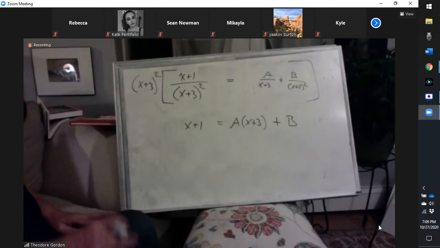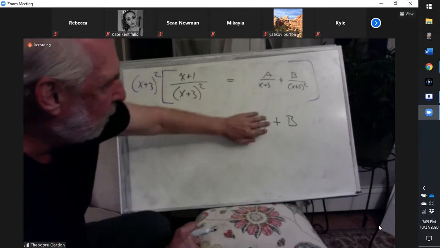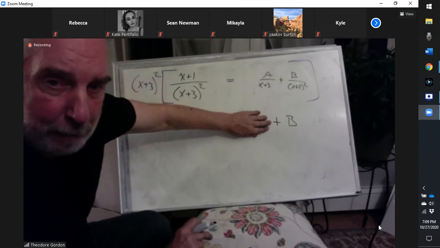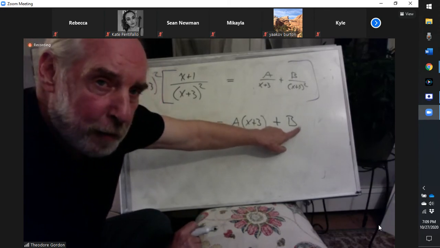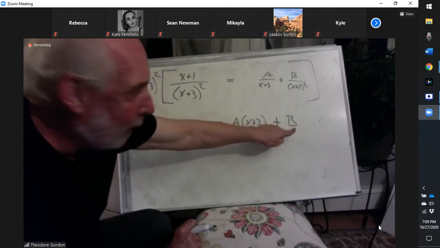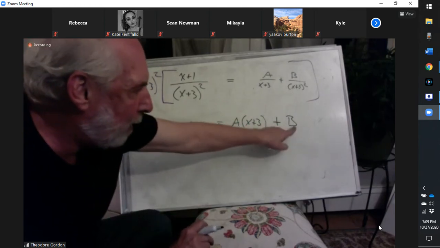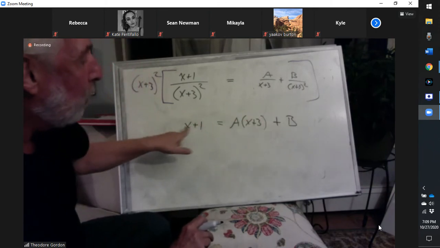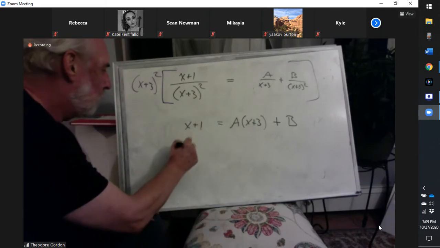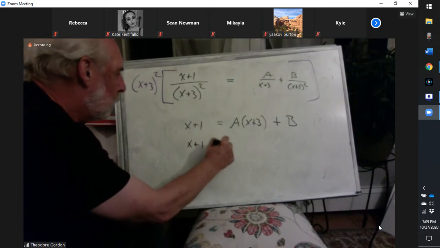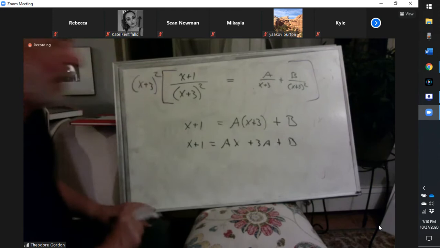Okay, now, so if I let x equal -3, this term will disappear and I can figure out b. That's the shortcut method. But because b is all by itself, there's no x, I can't make b disappear because there's no x here. I can't pick an x that makes that go to 0. So what I'm going to do this time is not do the shortcut. I'm going to multiply out. Like that.